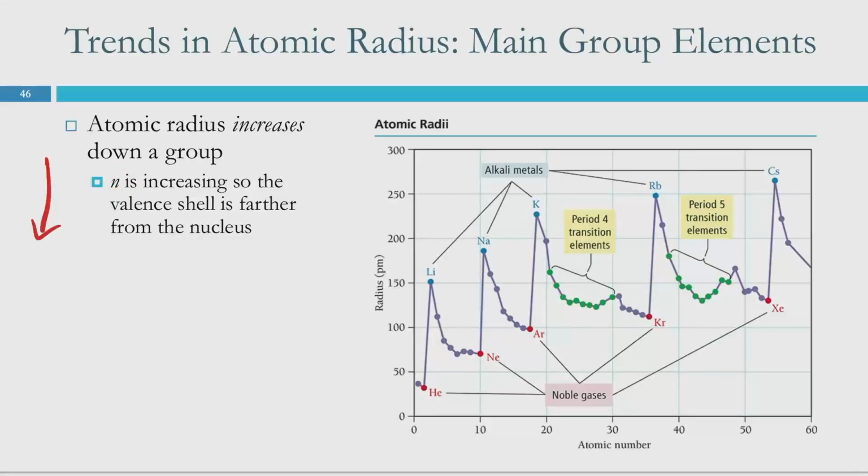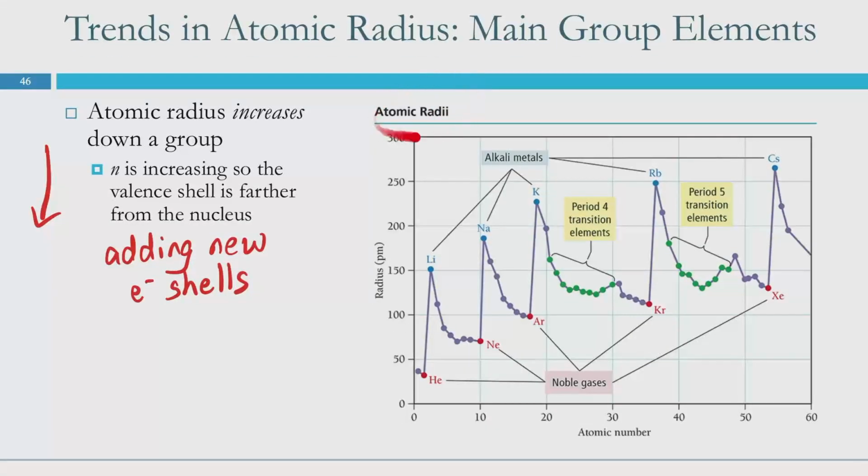The n number is increasing. Our principal quantum number is increasing. So we're adding new electron shells, new layers of electrons. And this is sort of like, if you imagine, there's those videos of people who wore the most t-shirts in the world, and they've got like 500 t-shirts on or something. Every t-shirt they add on makes them bigger. Every electron shell that you add on makes the atom bigger.